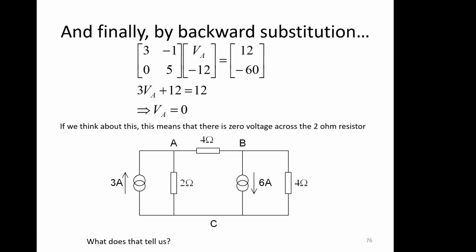Right, so having got VB, we can then create the new equation for the unknown VA, because we can put VB in here. So now we just multiply out: 3 times VA minus 1 times minus 12 is 12 plus 12, and that's going to equal 12. So we can rearrange that to give us VA equals 0.